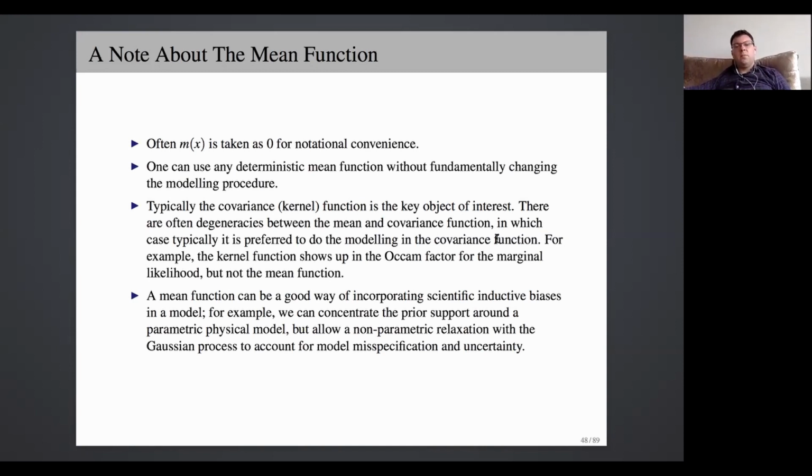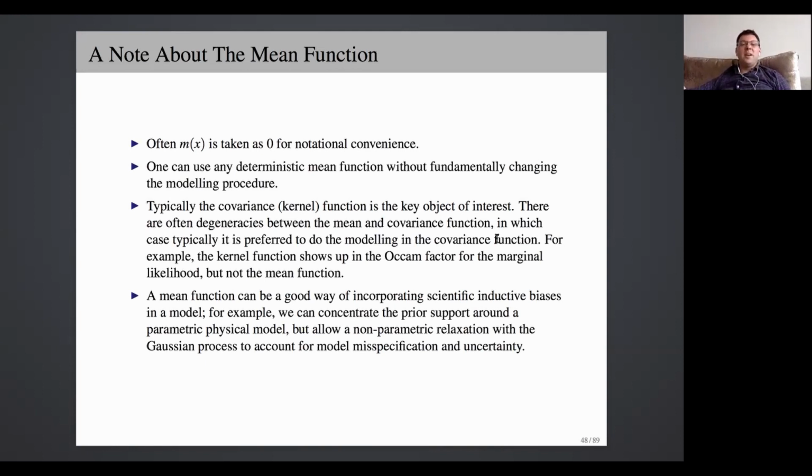Although at the same time, a mean function can be a great way of incorporating scientific inductive biases into a model. Sometimes there's this tension between using the physically interpretable parametric model with parameters that have some scientific significance that have been well motivated by theory, etc., or just throwing your data at a black box function approximator. In many cases, this is actually a false choice. In many cases, we can use both.